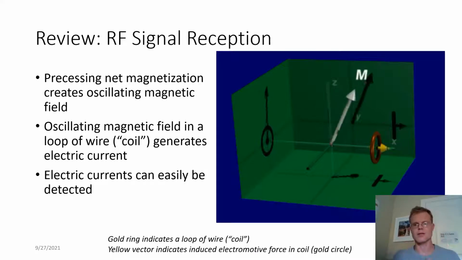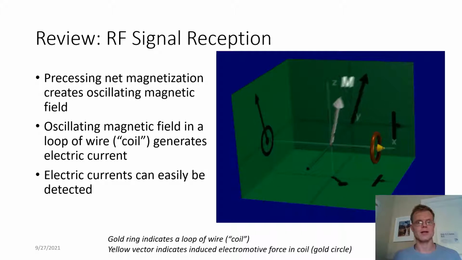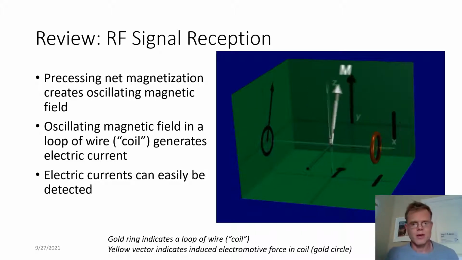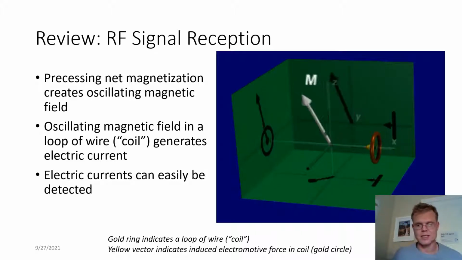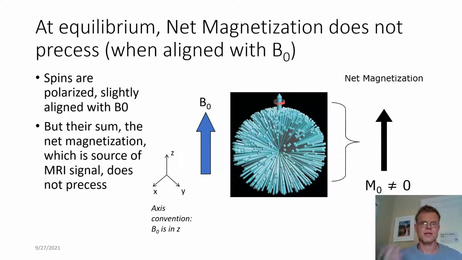Okay, so we want to get into this state, and recall the z direction here is the direction of the main magnetic field that the net magnetization is rotating around. We want to get our net magnetization into this state where it's precessing. But at equilibrium, the net magnetization is aligned with the main magnetic field B0. They're polarized, but the net magnetization will not be precessing. It'll just be static. It's at equilibrium, and it's giving us no signal.